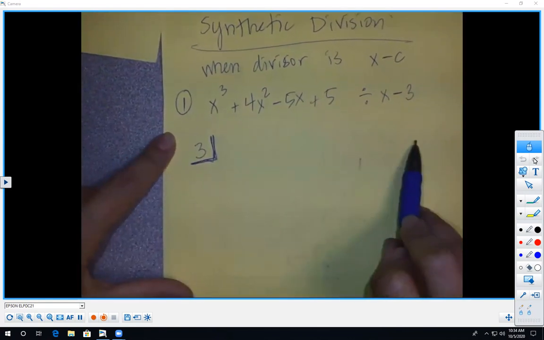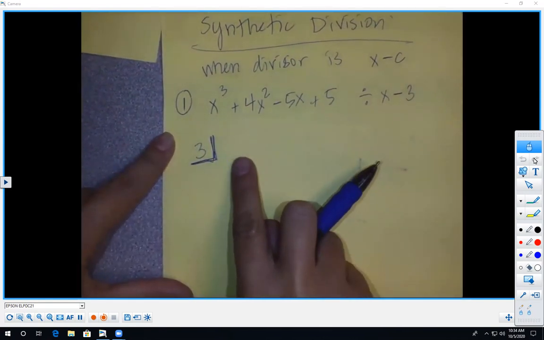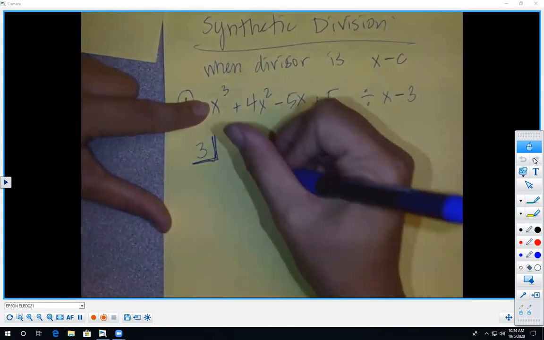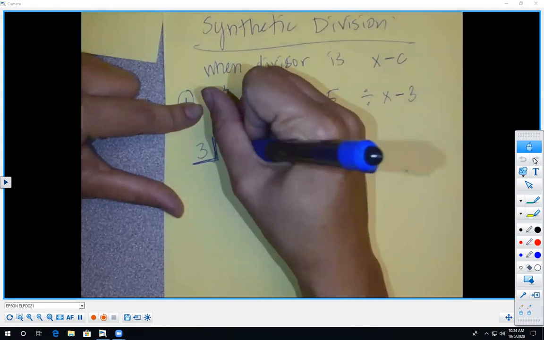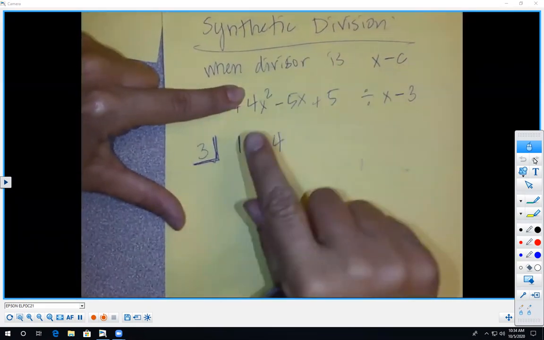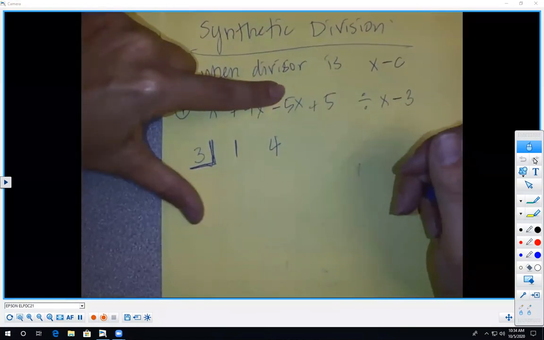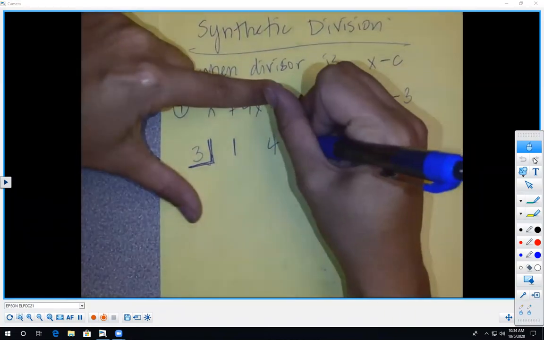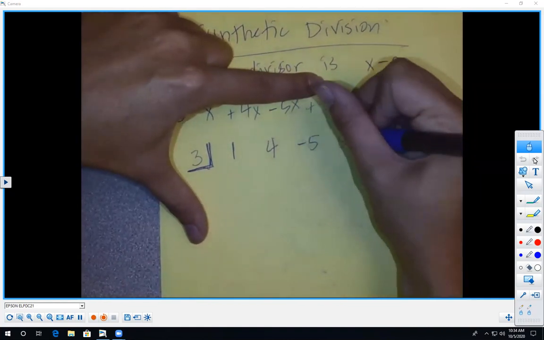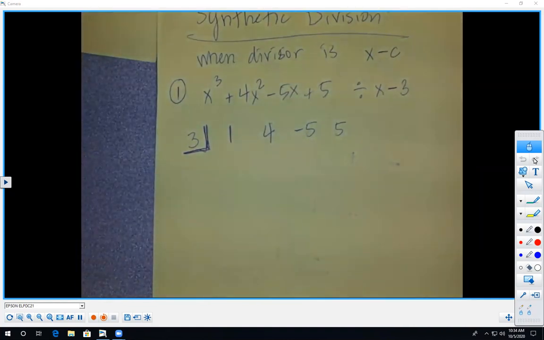In this part, we are putting our coefficients of each term. What's the coefficient of x cubed? 1. Coefficient's the number in front, right? What's the coefficient of x squared? 4. This is like columns at this point. What's the coefficient of negative 5x? Negative 5. And the constant is just positive 5. Huh? You did it in high school.